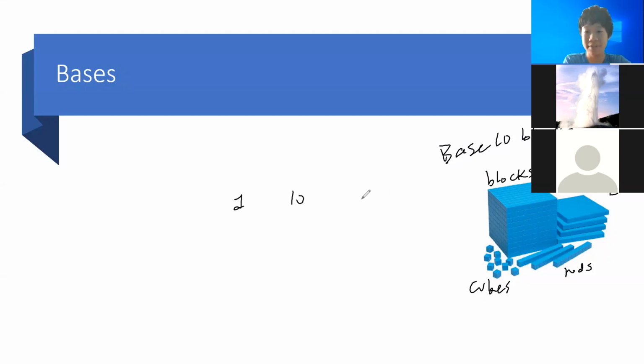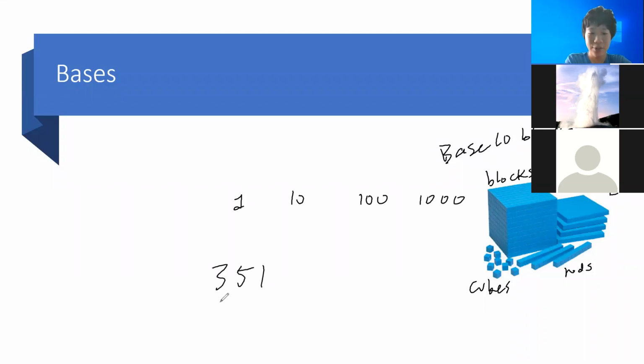Last topic for today are bases. So you may have seen these base 10 blocks. These are called base 10 blocks. I used them when I was in third grade. Okay? So we have cubes, we have rods, we have flats, and we have, what are these called? Blocks. These are called big blocks. All right? So each cube is 1. Each rod is 10. Each flat is 10 times 10, 100. Each block is 1,000. So we can represent numbers with these building blocks, right?